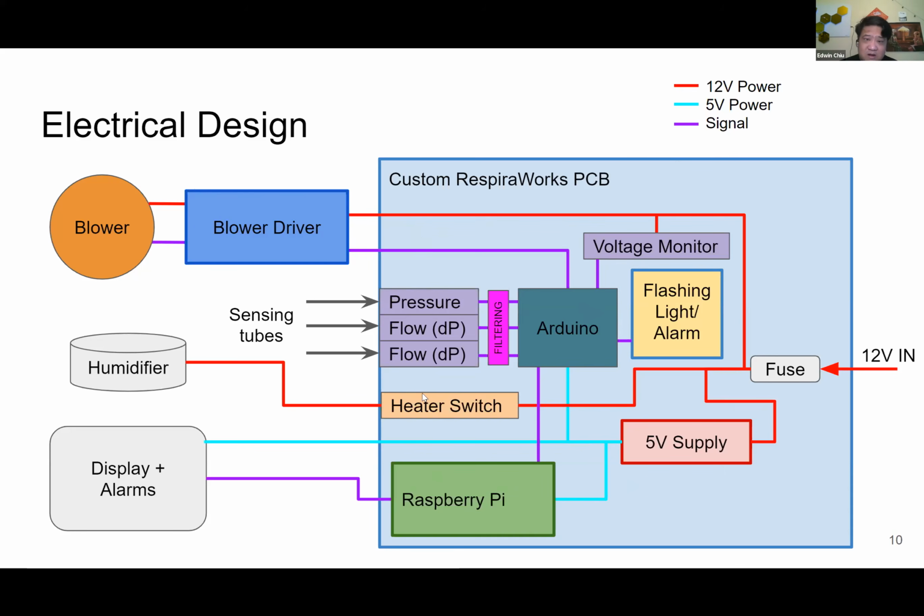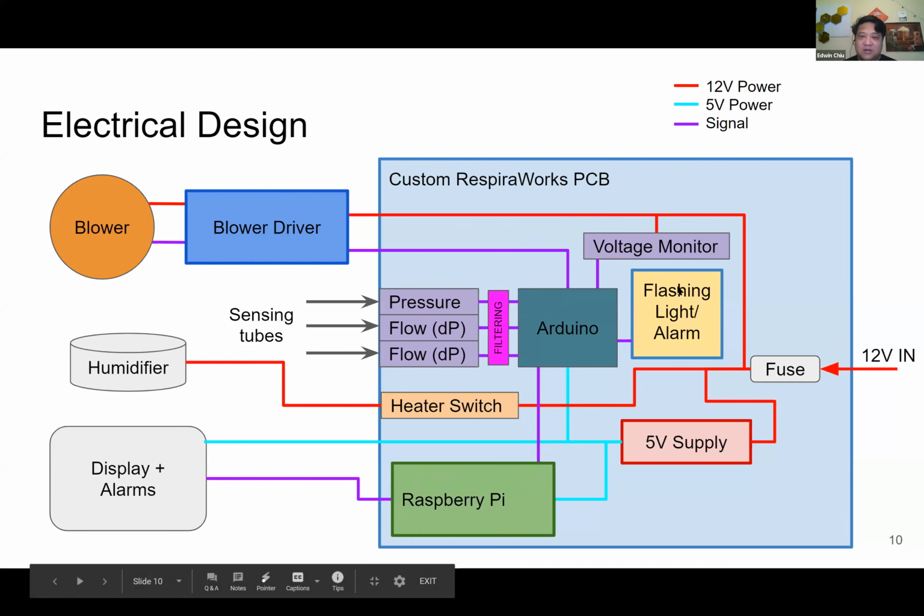The flow sensors pass through anti-aliasing filtering and are converted to digital signals by the Arduino, which then processes the control commands going out to the blower and to the solenoid. It will also do some immediate monitoring of the health of the system, as well as communicating this information to the Raspberry Pi.